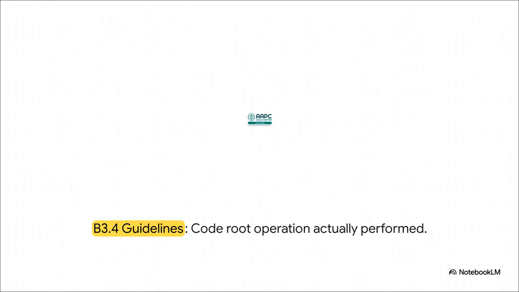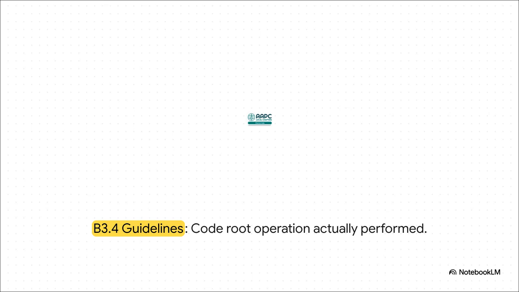But hey, what if things don't go according to plan in the OR? Let's check the official ICD-10-PCS guidelines, specifically B3.4, which covers discontinued procedures. Say a ureteroscopy is performed to extract a stone, but the extraction is unsuccessful and has to be discontinued. What do you do? You code the procedure to the root operation that was actually performed.